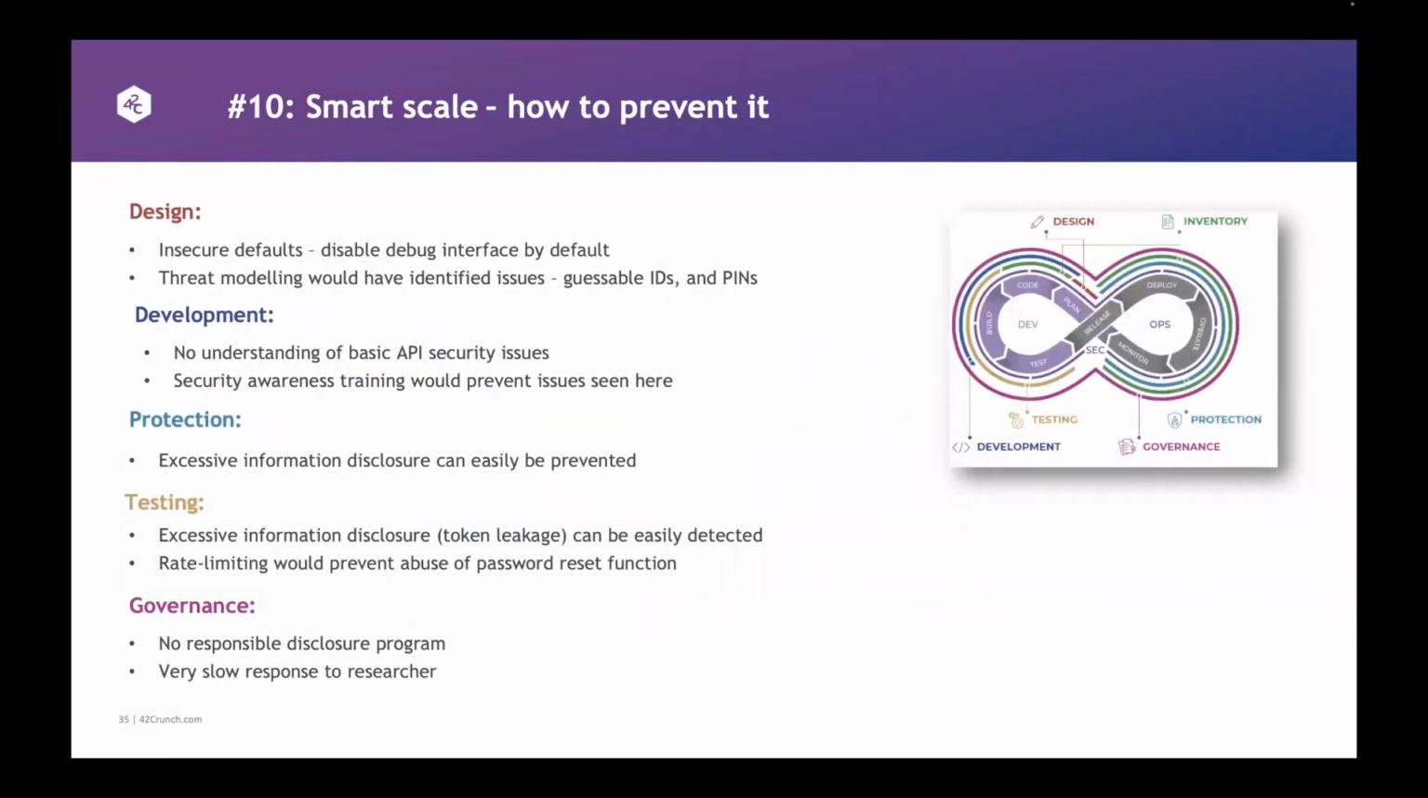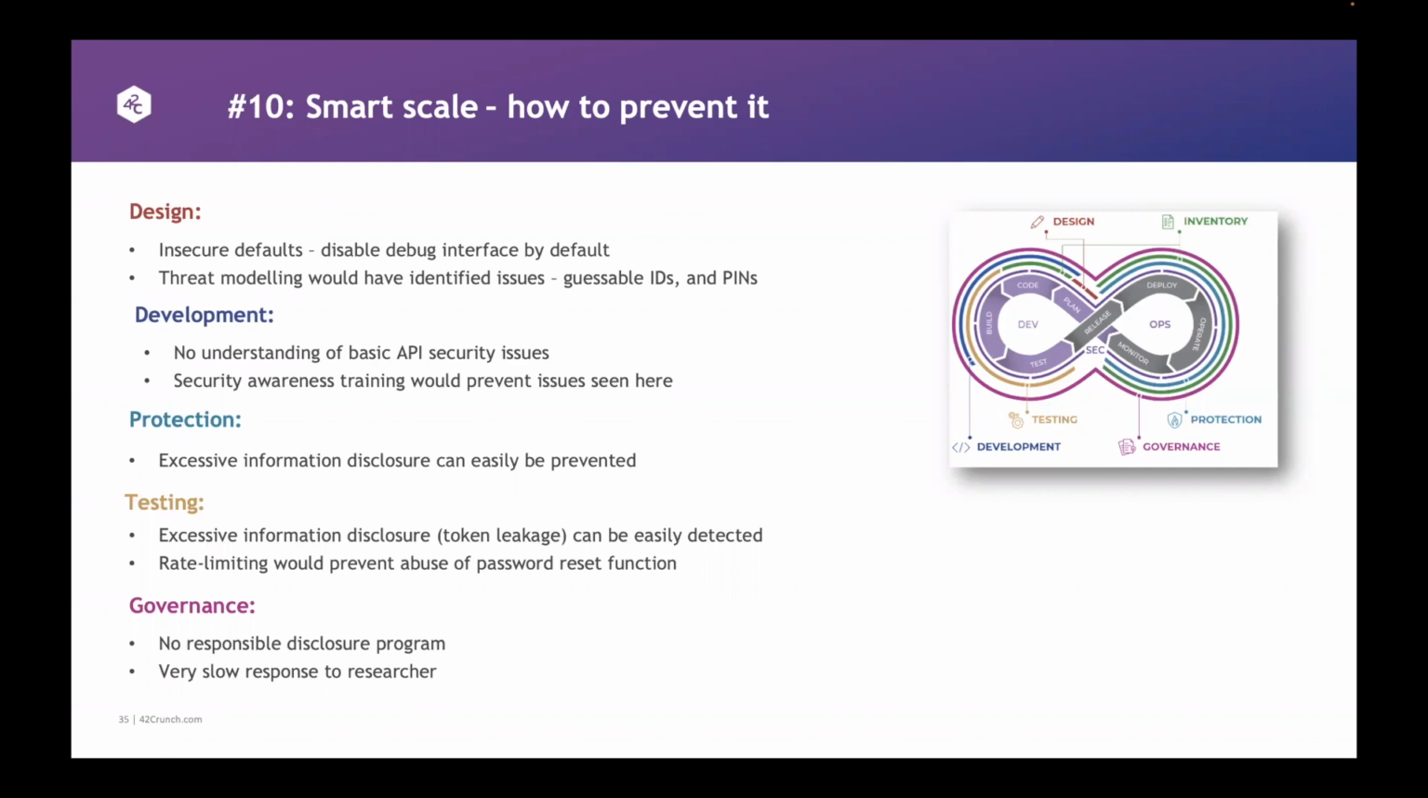They got things wrong in the design stage. Very definitely, they used insecure, copy-paste code. They used guessable IDs and PINs, right? So the threat model would have caught that: make those things random, vary them around.